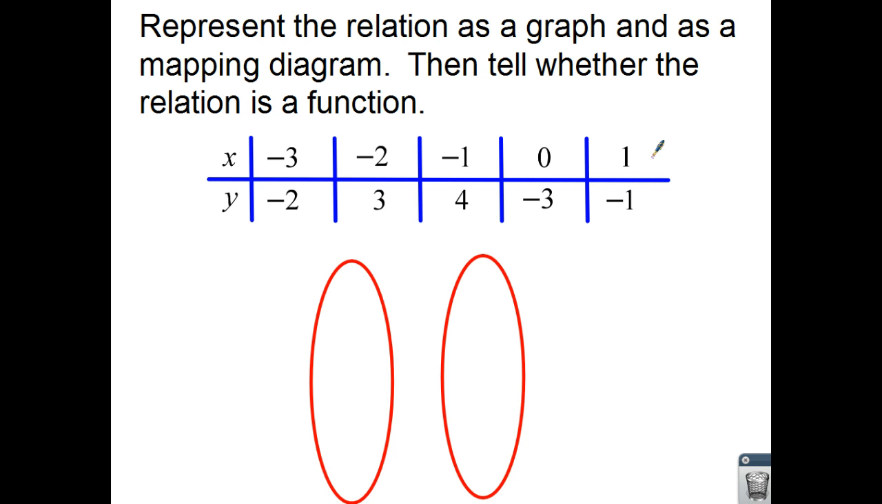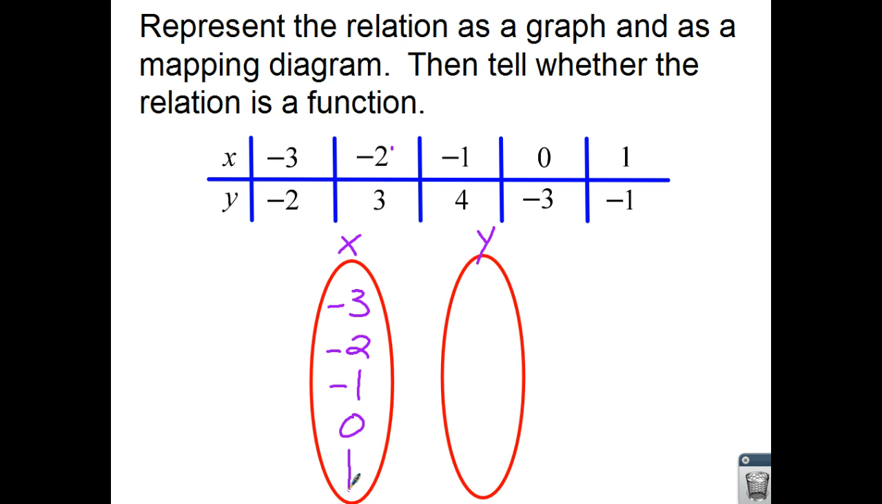So let's take these values. These are your x's and these are your y's. And let's plot them in the mapping diagram. So we have -3. We have right here -2. My x is -1. My x is 0. These are my inputs. And my x is 1, positive. Oh, did I do that twice? Sorry about that. Hang on. So we have 0, and then we have +1.